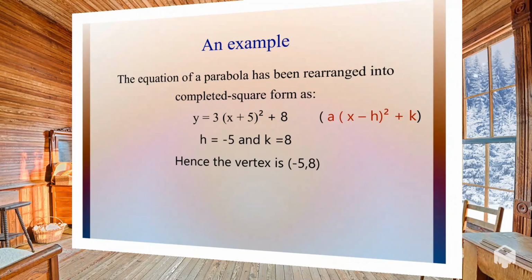And here's an example. The equation of a parabola has been rearranged into completed square form as y is equal to 3 brackets x add 5 all squared add 8. We can read off that h must be negative 5, seeing that we can only have a negative value with another negative value to give add 5, and k could be read off directly as 8. So the vertex of this parabola is negative 5, 8.